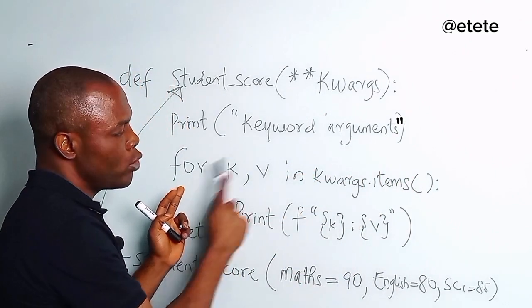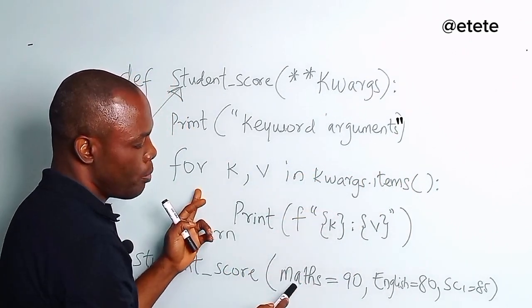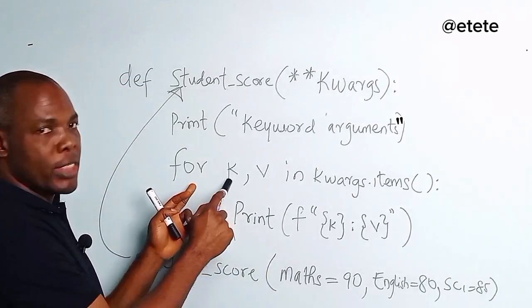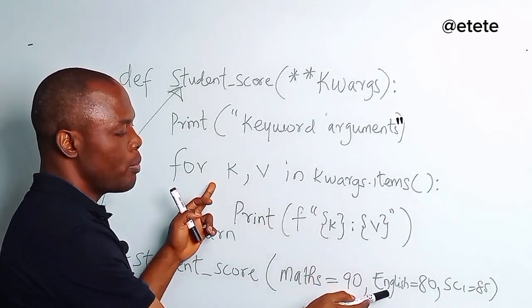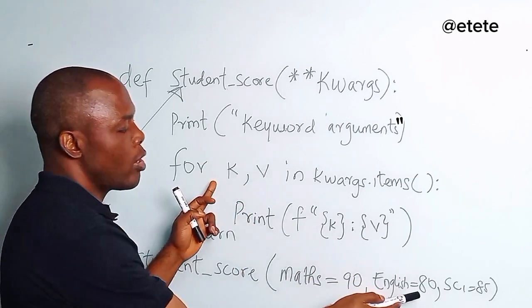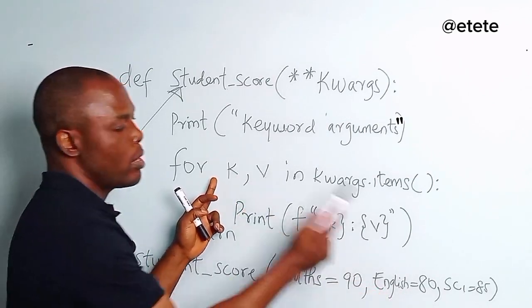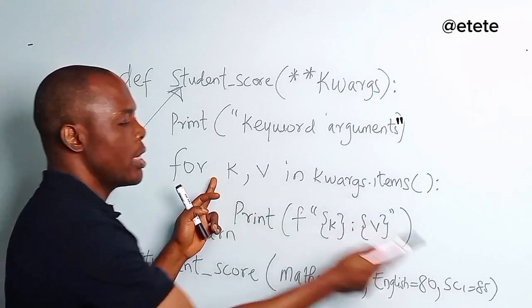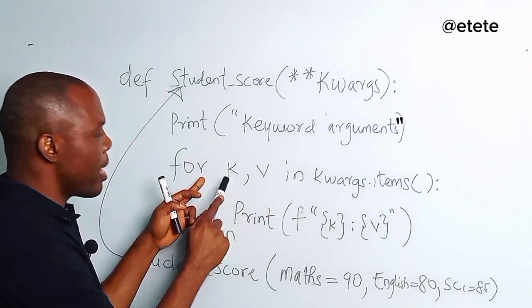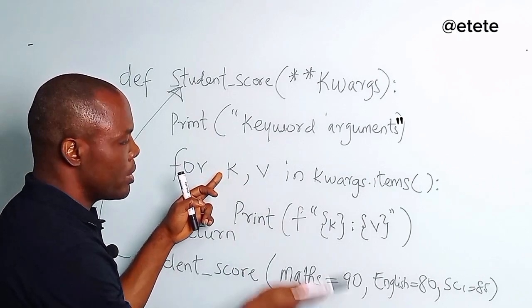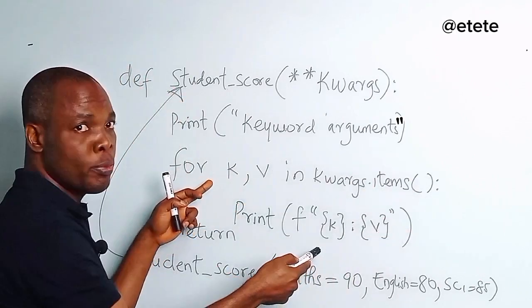So this for loop will now go in, copy this math into this key, and then copy this one into this value. Copy this English into this key. Copy this 80 into this value. Copy this science into this key. And copy this 85 into this value. So what does it do? It copies math into this k, copies 90 into v, then goes into the loop.